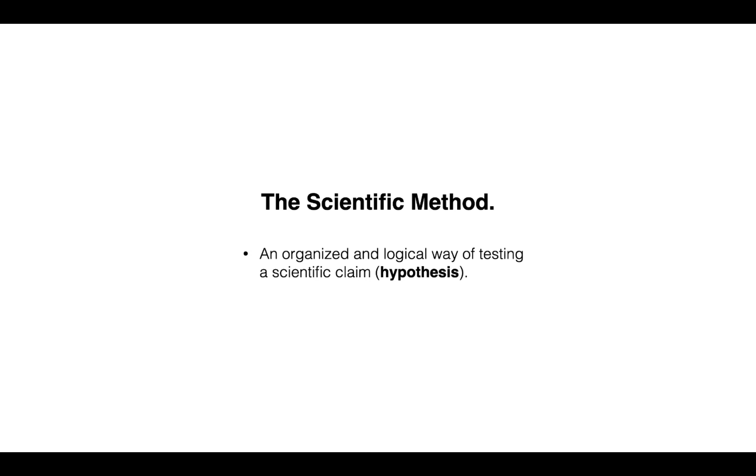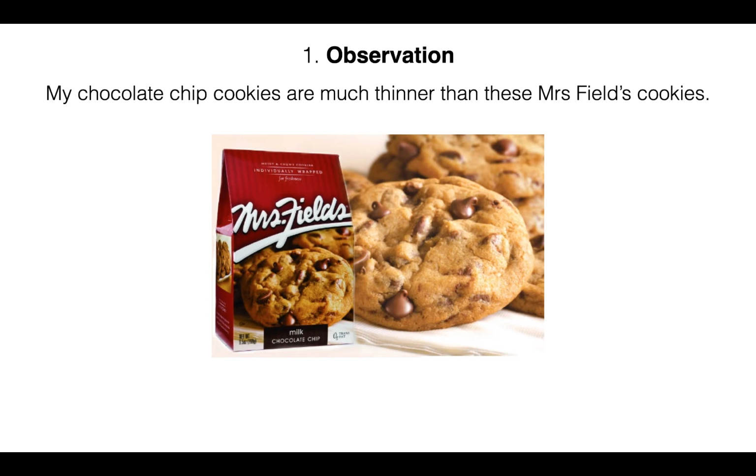In this video, we're going to talk about the scientific method. The scientific method is an organized and logical way of testing a scientific claim, or in other words, a hypothesis. To start in the scientific method, you have to be observant. You have to observe the world around you.